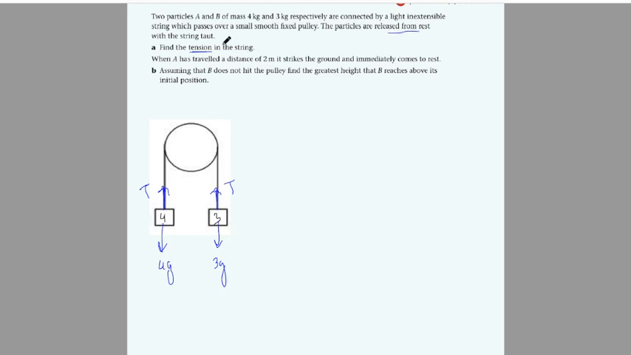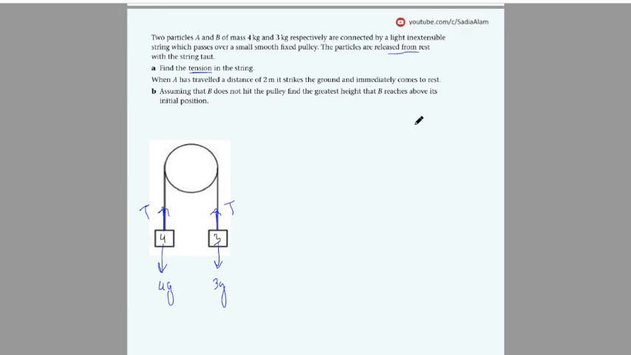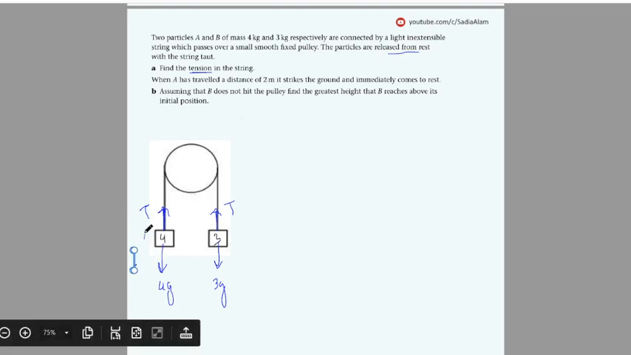The particles are released from rest. We need to find the tension, and then when A has traveled, so that's part B. This math is quite lengthy. Part B will be lengthy. Okay, so I will just form two equations for particle A and B and solve that. So A will move downward, B will move upward. If you consider the free body diagram, you can get the equations for both of them.